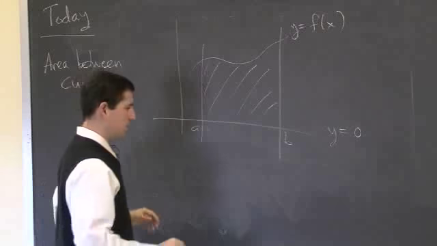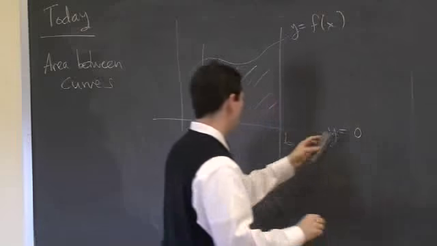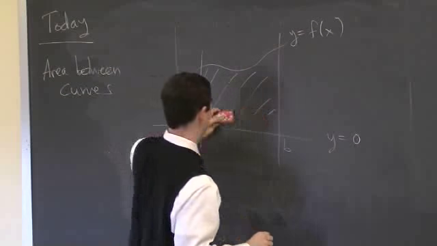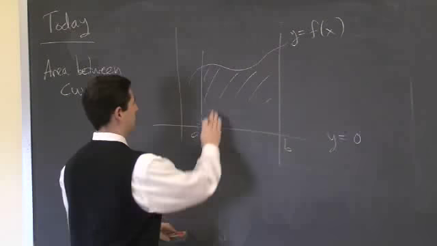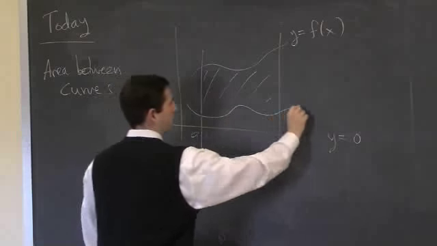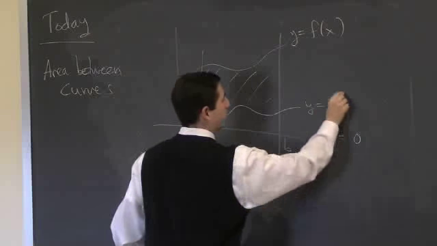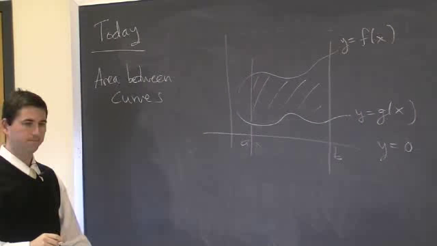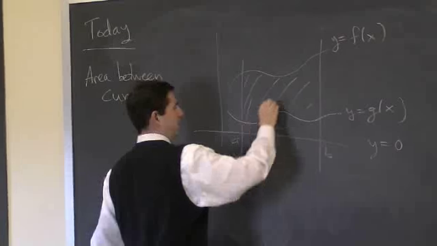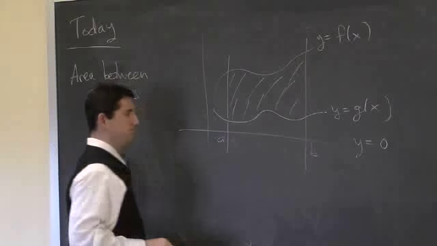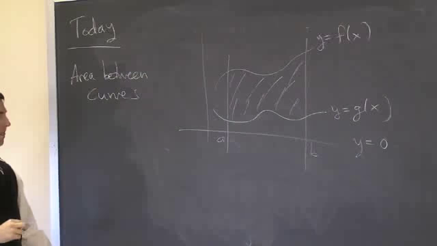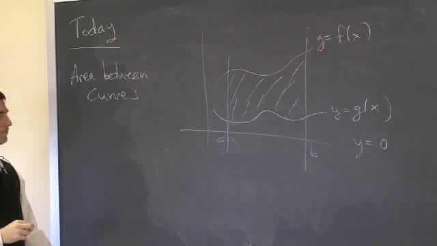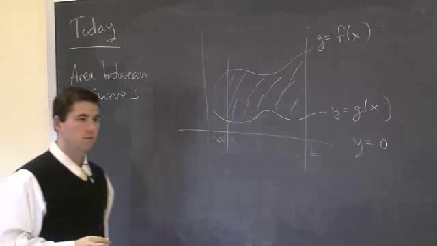We want to be able to, instead of having y equals 0 be our bottom curve, perhaps have another curve, y equals g of x. We'd like that to be our bottom curve, and then compute just this area. Okay, so how should we do that?